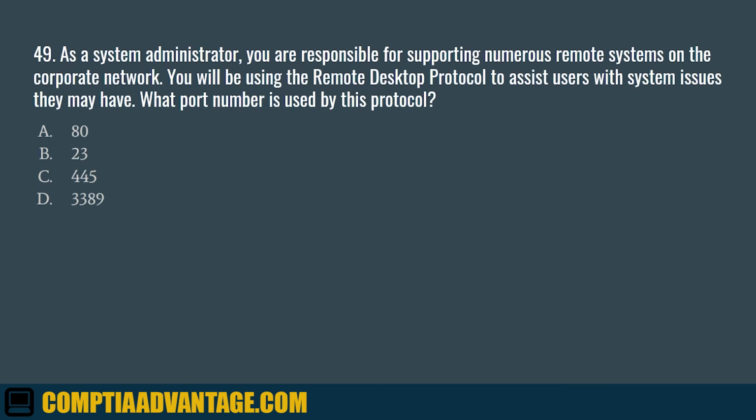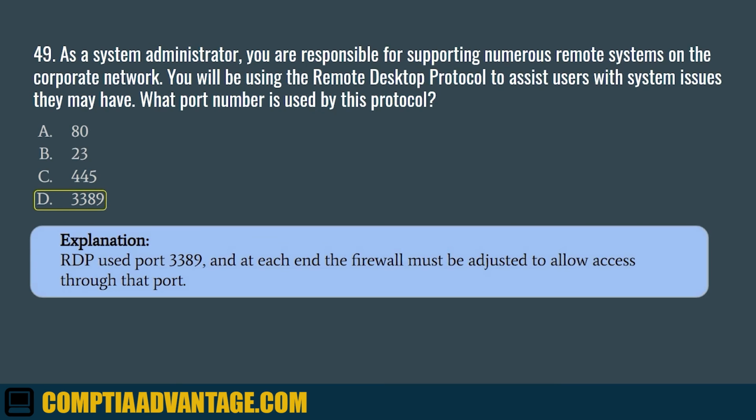Question 49. As a system administrator, you are responsible for supporting numerous remote systems on the corporate network. You will be using the Remote Desktop Protocol to assist users with system issues they may have. What port number is used by this protocol? A. 80, B. 23, C. 445, D. 3389. The correct answer is D. 3389. RDP uses port 3389, and at each end the firewall must be adjusted to allow access through that port.